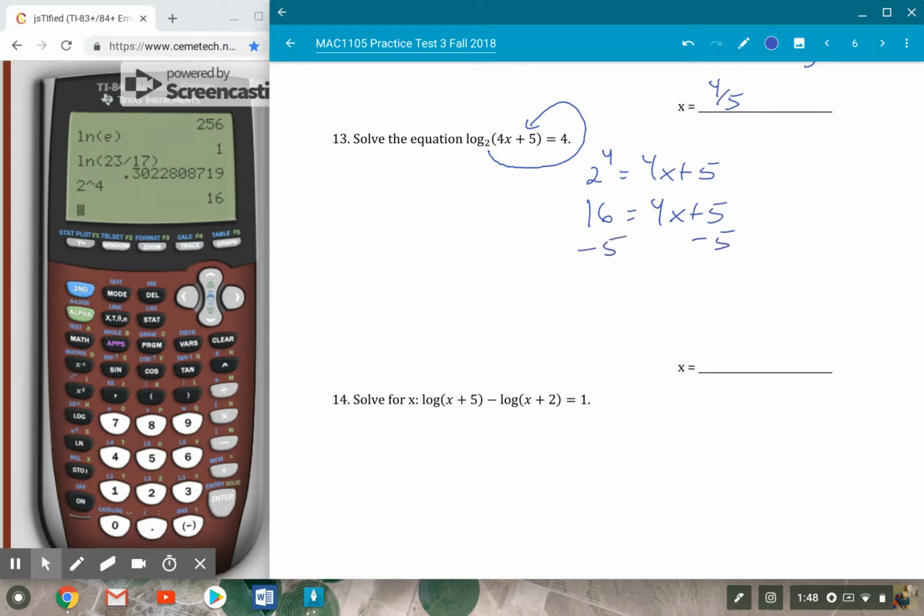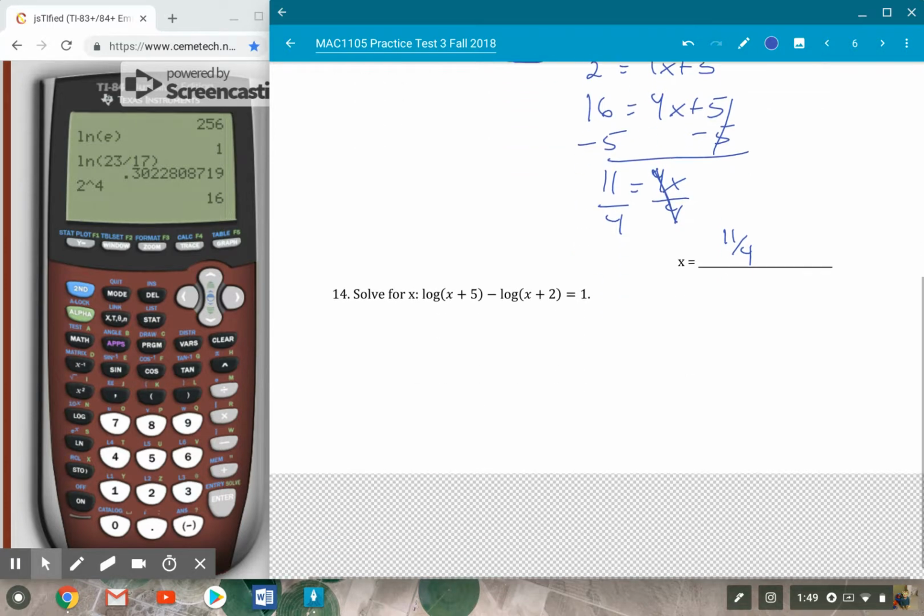You can take away 5 on both sides. So 11 is equal to 4x. Divide both sides by 4. Since that's not a nice whole number and integer, I'll just leave that as 11/4. That's within my domain of logs. I'm not going to get any negative results there.